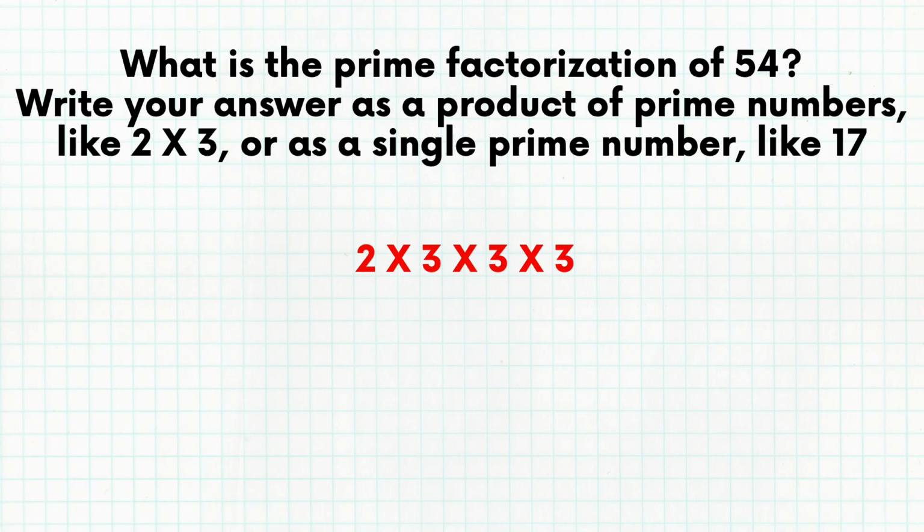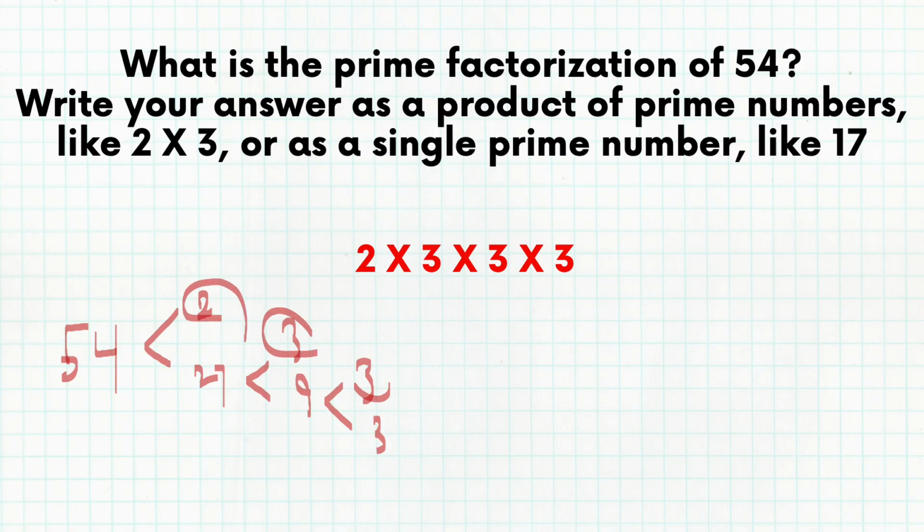Next question. What is the prime factorization of 54? Write your answer as a product of prime numbers like 2 times 3 or as a single prime number like 17. So now let's do 54. Step by step, 54 can be divided by 2 times 27, and 27 you can divide by 3 times 9, and 9 can also be divided by 3 times 3. So the prime factorization of 54 is 2 times 3 times 3 times 3, right? And in exponential form, we can say 2 times 3 to the third power.